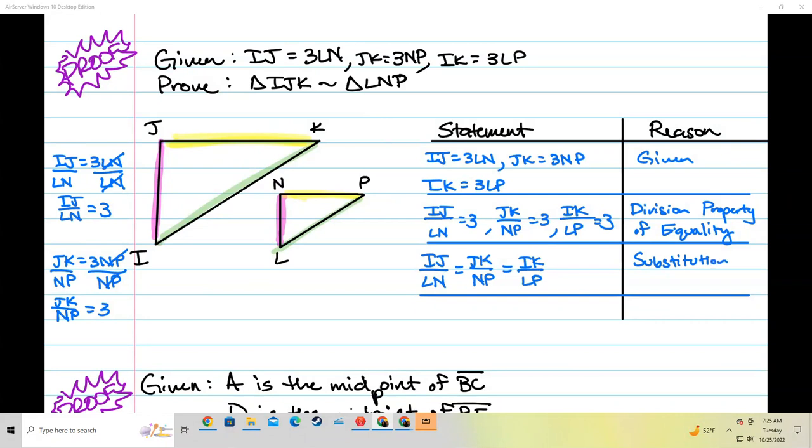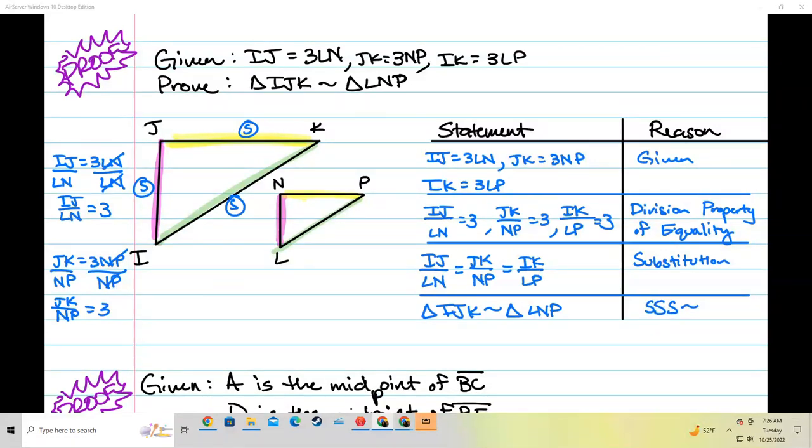And that's important because now we just said that all the sides are proportional. The pink side is proportional to the yellow side, is proportional to the green side. So because they're all proportional, now I can finally say that these triangles are in fact similar. Triangle IJK is in fact similar to triangle LNP. How did I know this? Well, because I got a side, I got a side, and I got another side. I showed that all those fractions are equal to each other, and I get to say that this is true because of side-side-side similarity.